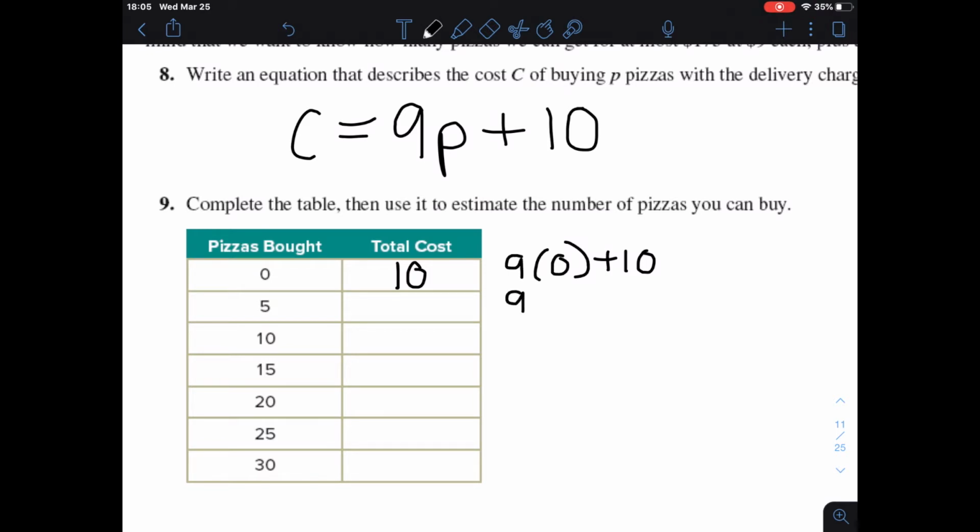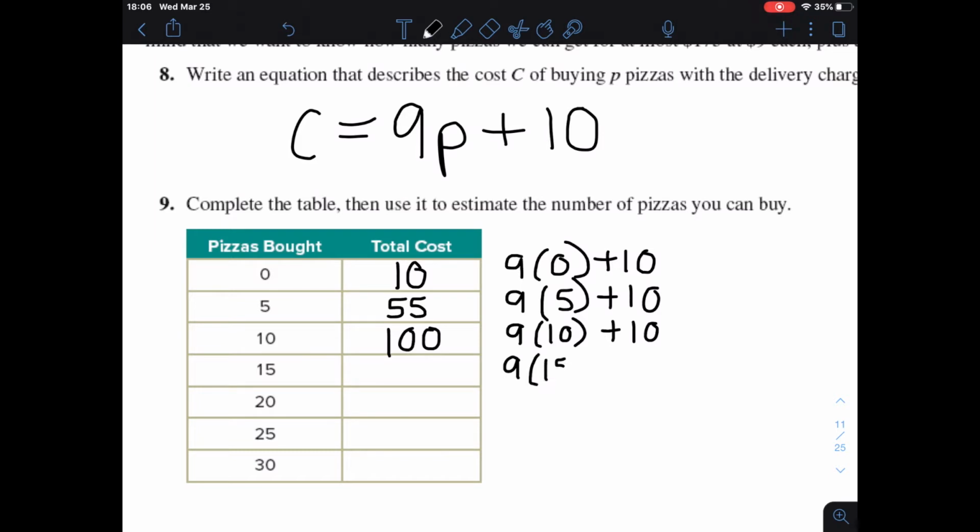When we buy 5 pizzas, we do 9 times 5 plus 10. So it now costs us $55, so 10 more than it previously did. For 10 pizzas, you take 9 times 10 and add 10. So it costs us $100 for 10 pizzas. For 15, you plug in P equals 15 and add 10, and it's going to cost you $145 for 15 pizzas.